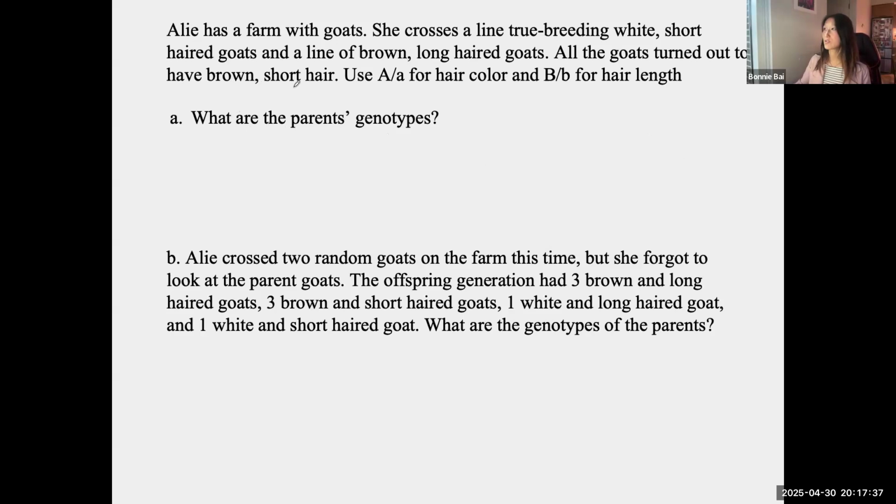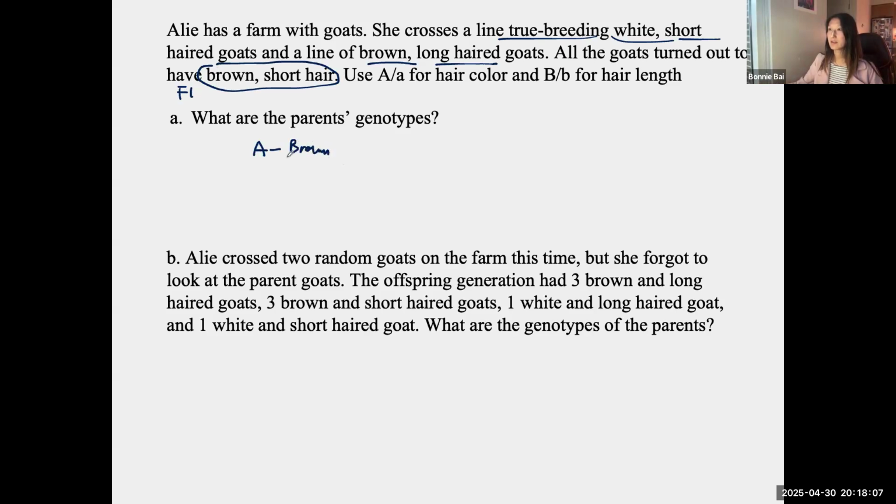Okay, anyway, what's the goats? We have true breeding, once again, homozygous goats. We got a white goat with short hair and a brown goat with long hair. We don't know which one's dominant and which one's recessive, so you want to look for that information. All our F1 generation offspring have brown hair with short hair. So what that tells me is brown is the dominant one. So big A is brown.